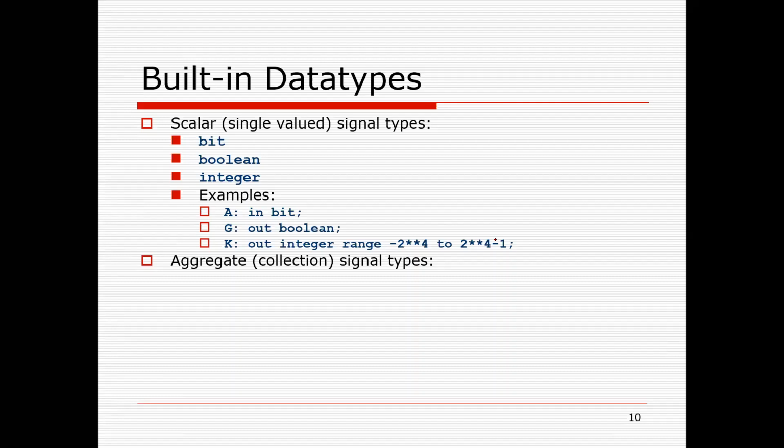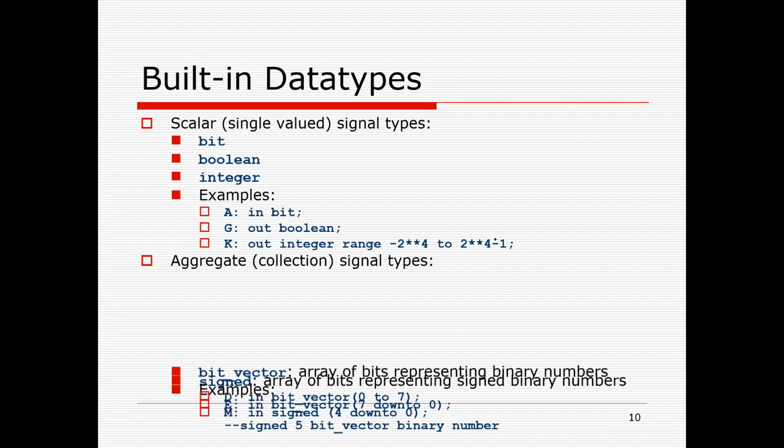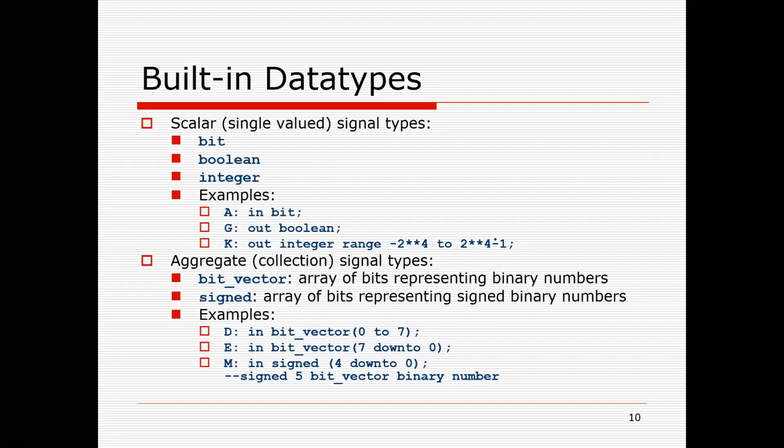Okay, then there is an aggregate collection of signal types, for example, bit vector. If I have a 4-bit adder, my A operand is 4-bit and B operand is 4-bit. So I need not define each and every individual bit over there. I can define a bit vector. So A will become my bit vector. If it is 4-bit, I will write A colon in bit vector 0 to 3. I can also write 3 down to 0. It just depends upon me how I want to define it and use it.